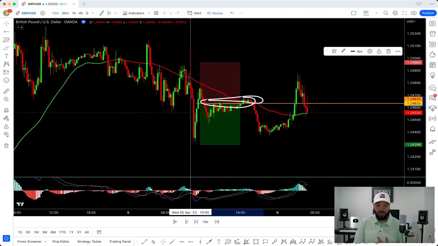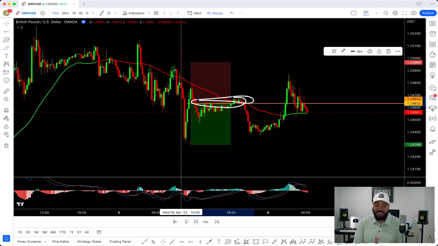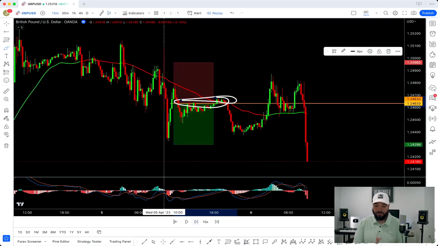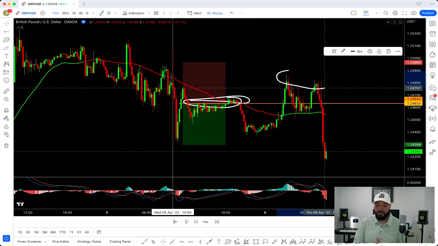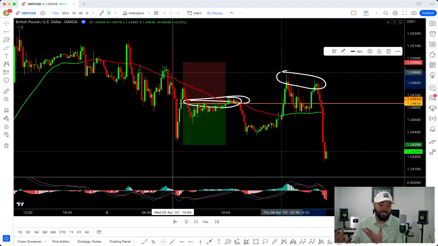Okay. Well, when it broke the 50 again, it could have been another sale. So we got a double top here. I'm just saying this is for when you actually know how to trade and you can spot this stuff. But let's just keep it simple.